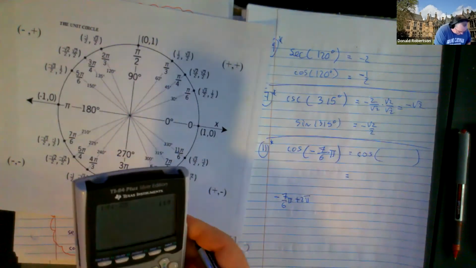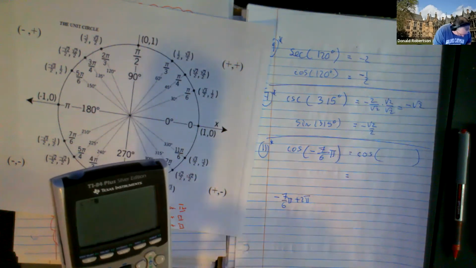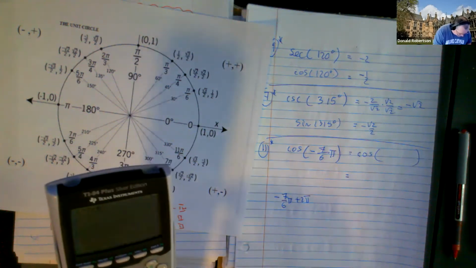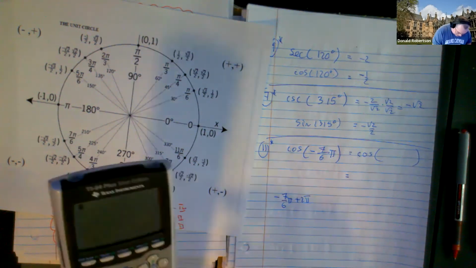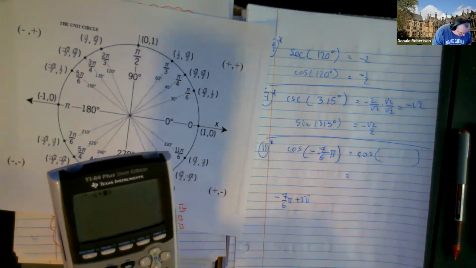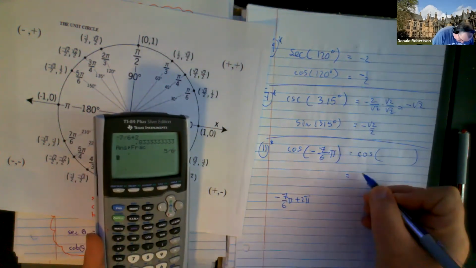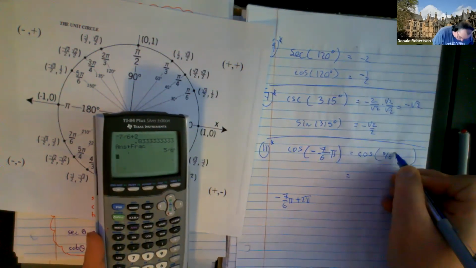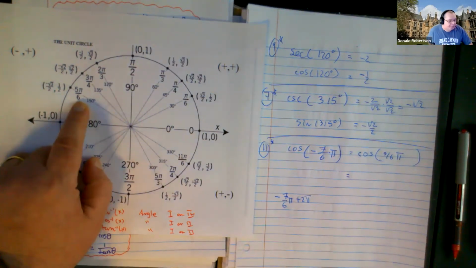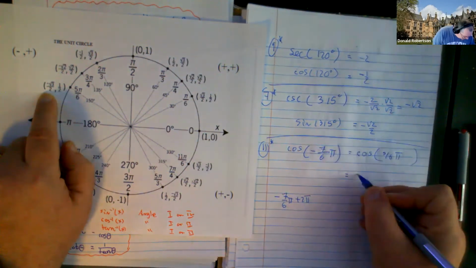So on my calculator, I would do, well, I guess -7/6 pi. No, I don't need the pi. Let me do it again. I just need the numbers. So -7/6, then add 2, and then make the answer a fraction. And I get 5/6 pi. And that better be in my unit circle. Wow, it's way up here. And it's a cosine, so it's the x coordinate.